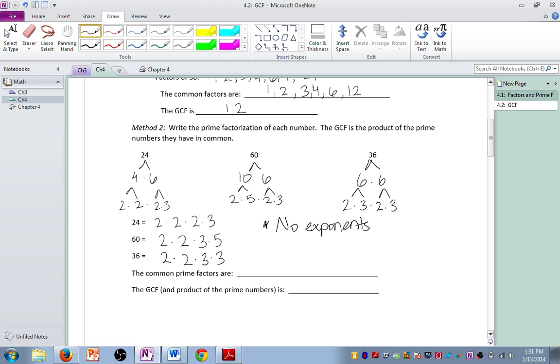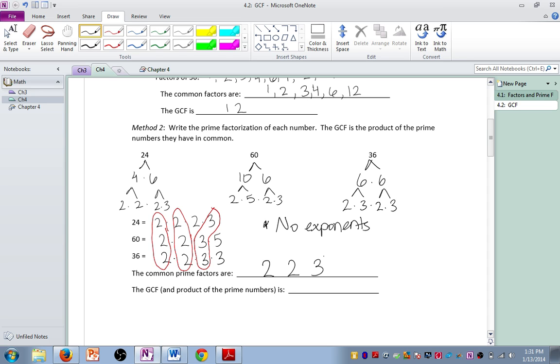Looking at the list of the prime factorizations, the common prime factors, they all have a 2 in common. So I write that here. There's another set of 2's in common. So I write that down again. They also have a set of 3's in common. In order for it to be a common prime factor, all three numbers have to have it.